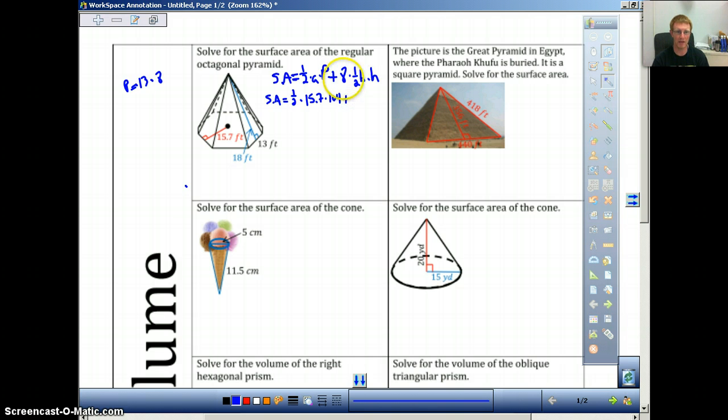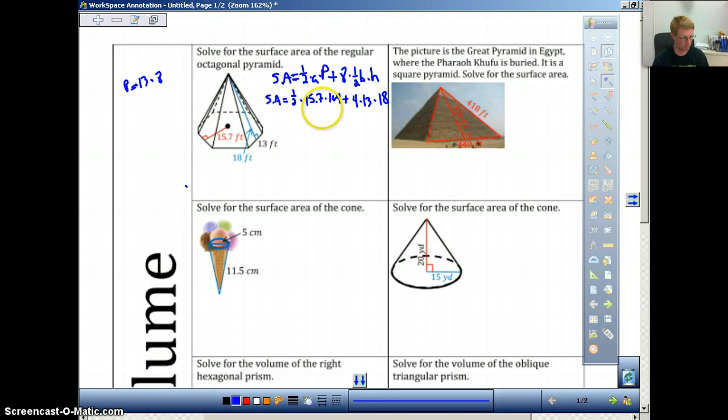Plus, we have 8 times 1/2. We can just do that right in our head. So 8 times 1/2 is 4. Times the base is 13. Times the height, and remember it's the slant height, so that's 18. And again, all we're doing is just plugging these values in.